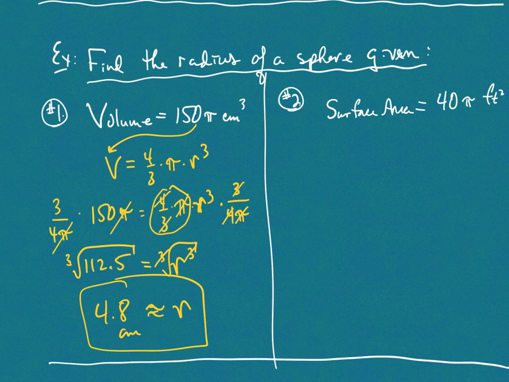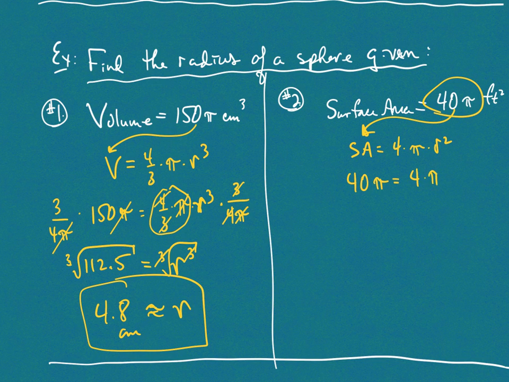Or here's another example. What if I ask you to find the radius given that the surface area is 40 pi square feet? Well, what we do is start with the formula for surface area, which is 4 times pi times radius squared. And what we do is replace surface area with what it's equal to, which is 40 pi. And then what I need you guys to do is help me solve for R, just as we did on the first example. This one's just a bit easier.